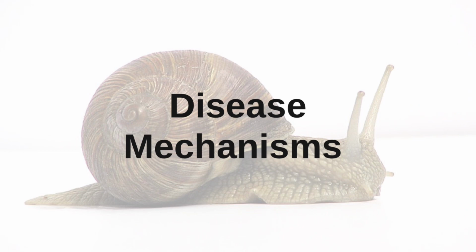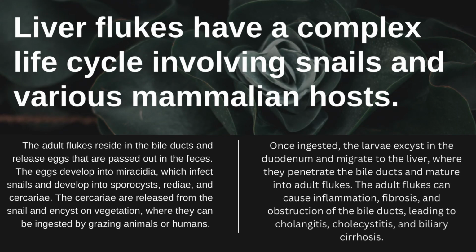Liver flukes have a complex life cycle involving snails and various mammalian hosts. The adult flukes reside in the bile ducts and release eggs that are passed out in the feces. The eggs develop into miracidia, which infect snails and develop into sporocysts, rediae, and cercariae.